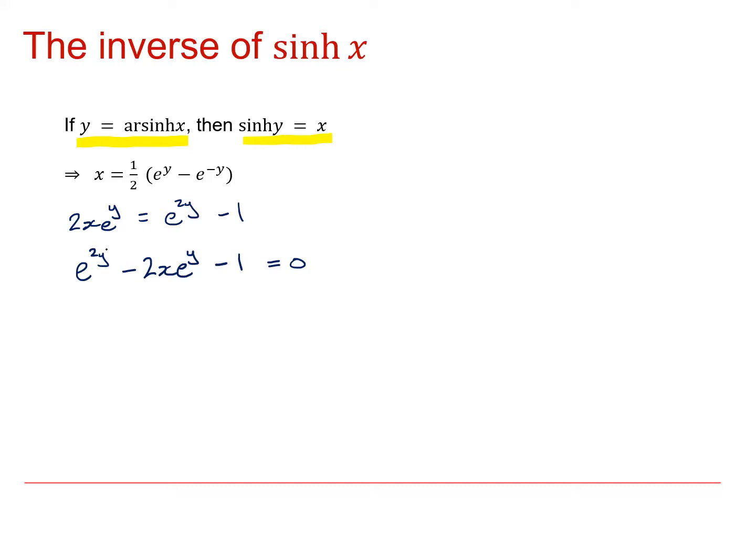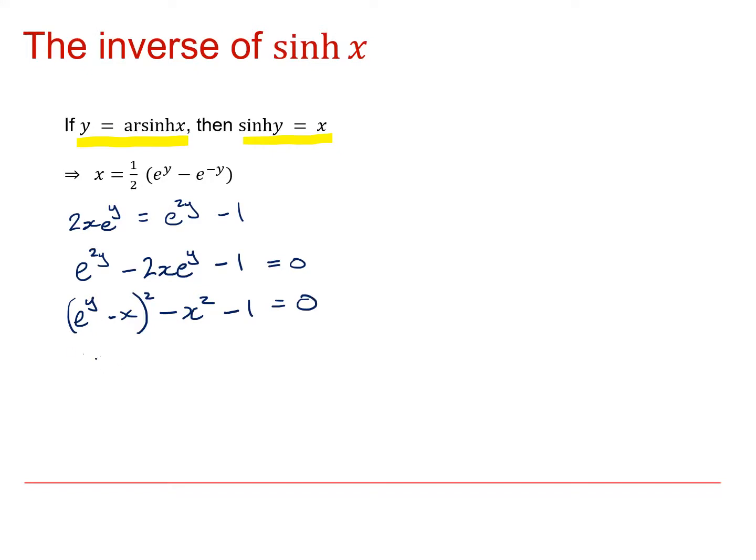And this is effectively a quadratic in e to the y. I've got an e to the y squared here, an e to the y term, and a constant. And to solve this, I'm going to complete the square. So if we look at e to the y minus x all squared, that is going to give me these two bits plus an additional x squared, so I need to take off an x squared minus 1 equals 0.